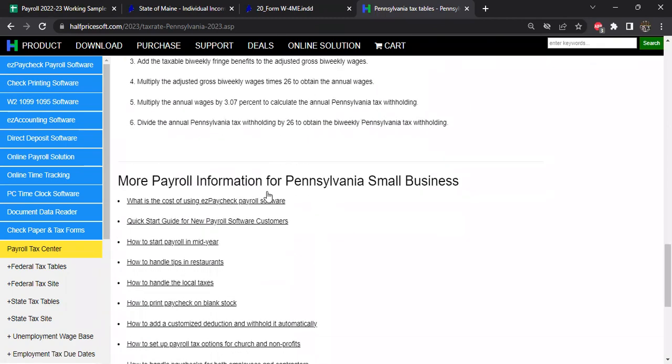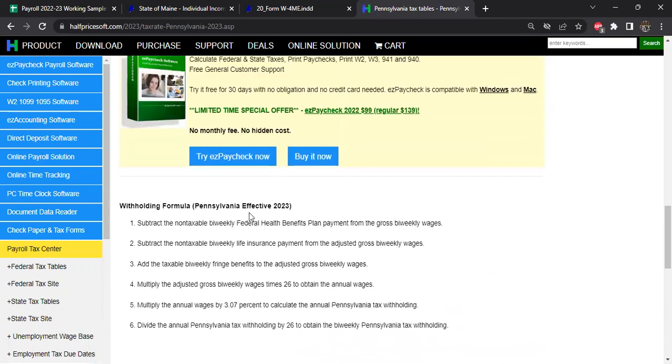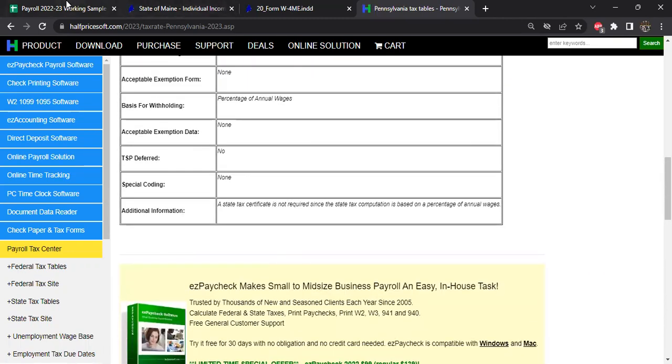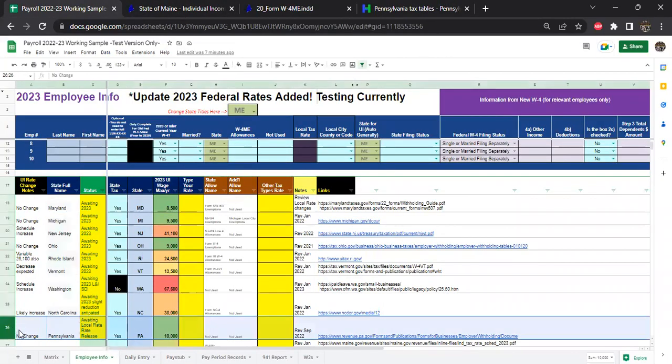Okay, 3.07. Where do you guys have county? They don't have Pennsylvania county rates. That's right, there's tons of them. So they can't solve this problem. But whatever, I'll talk later.